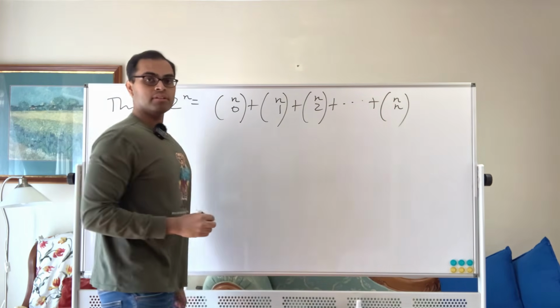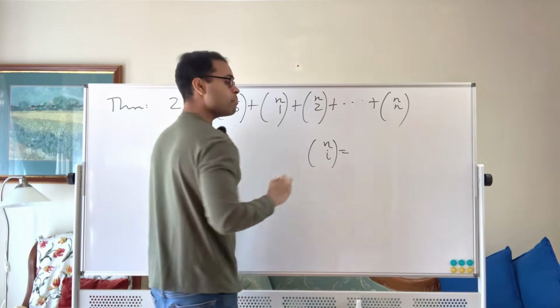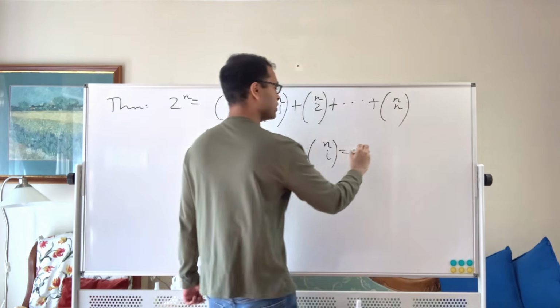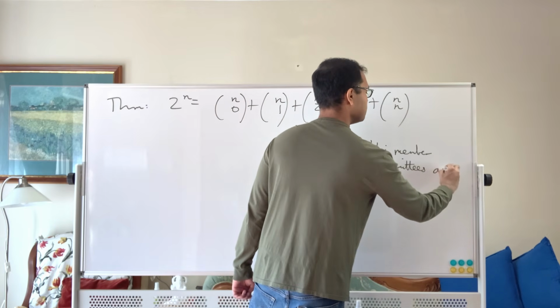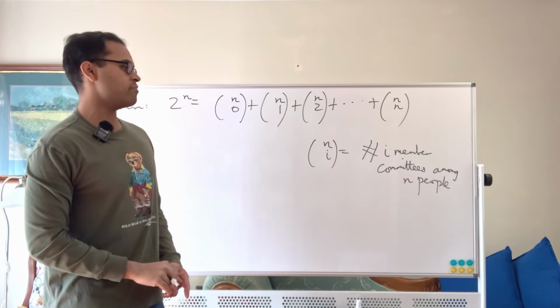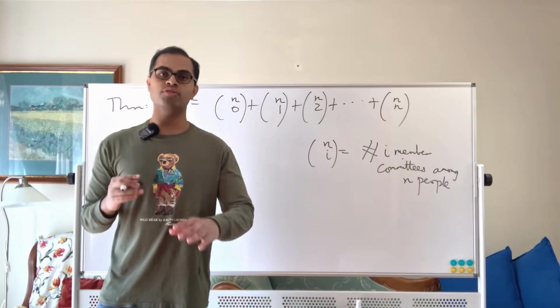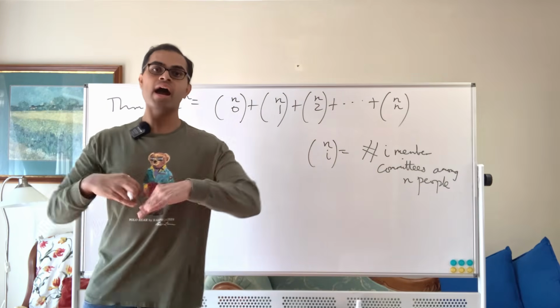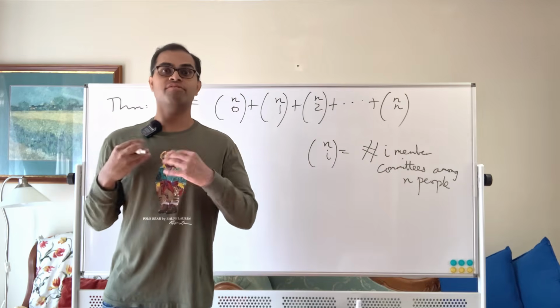Now what's beautiful about this is, just to quickly recall, n choose i is the number of ways to choose people. So if you have n people, it's the number of i-member committees among n people. That is what n choose i is. For example, if you have 10 people and you have 2-member committees, how many ways are there of choosing 2 people to be in a committee out of those 10 people? That is 10 choose 2, and the answer is actually 45.